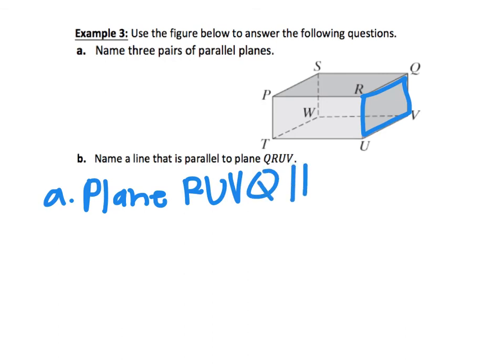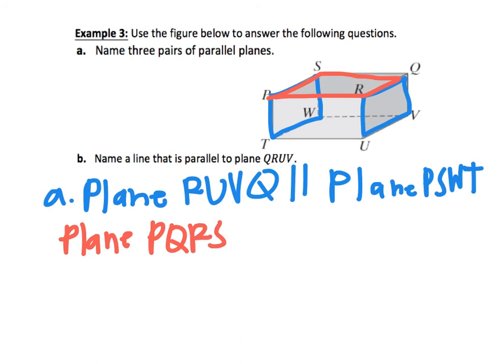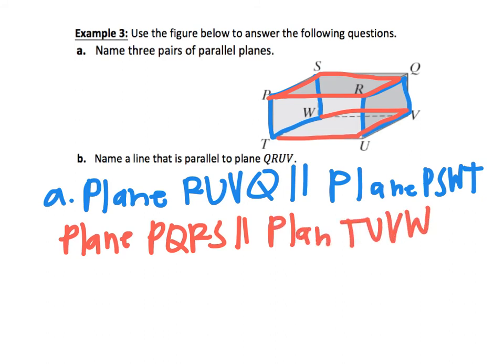RUVQ, and that's parallel to this guy across from it, which is plane PSWT. Oh, that was an R. Those guys are parallel. My next pair is going to be the top and the bottom. This one here, which we'll call plane PQRS, and that's parallel to the bottom, which is plane TUVW.